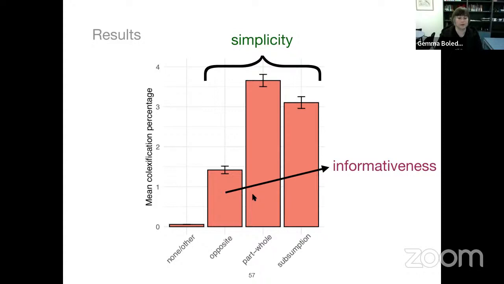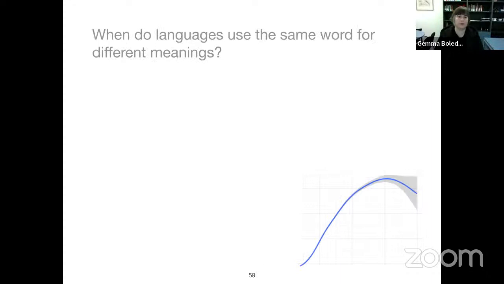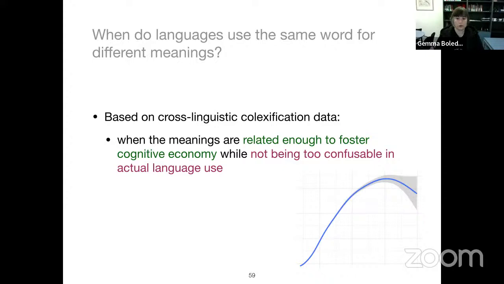Okay, so now we can move to the conclusion. And what we have shown, so we started with this question, when do languages use the same word for different meanings? And our answer, based on large-scale cross-linguistic colexification data, is that they do so when the meanings are related enough to foster cognitive economy, that is, related enough that colexifying them helps with language acquisition and use, while at the same time not being too confusable in actual language use, not causing too much communicative trouble.